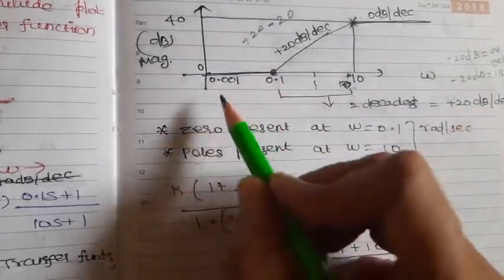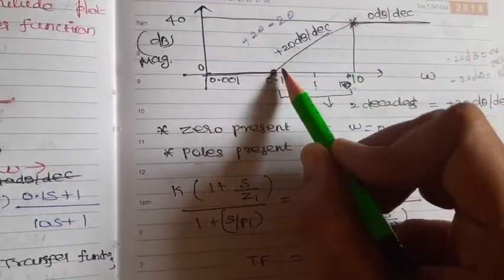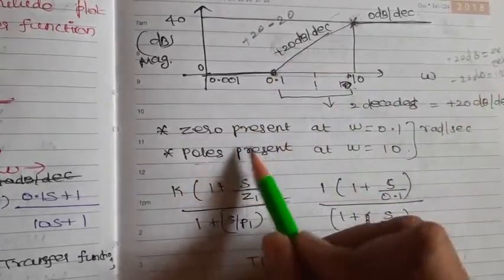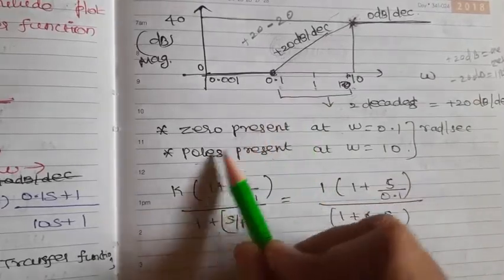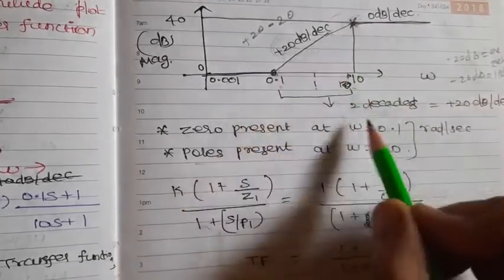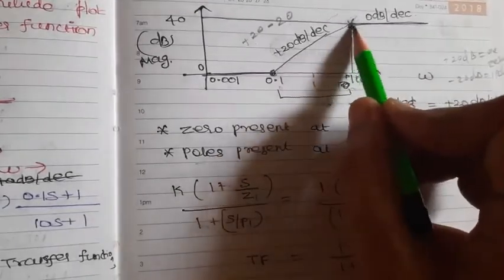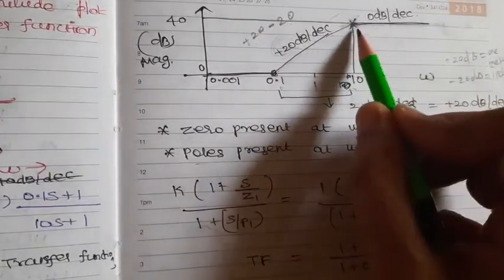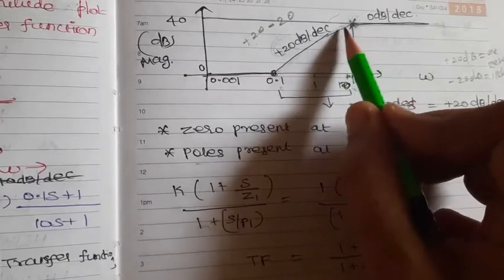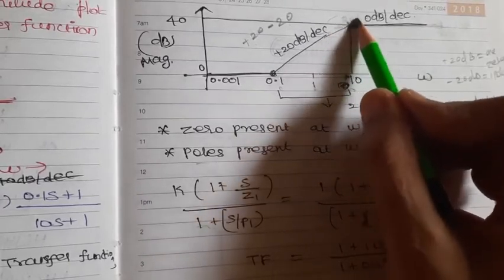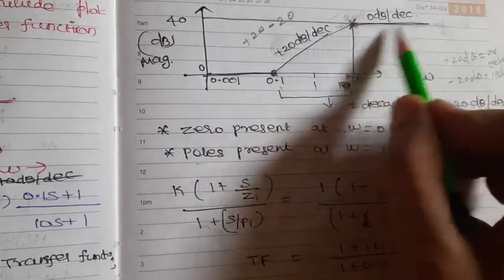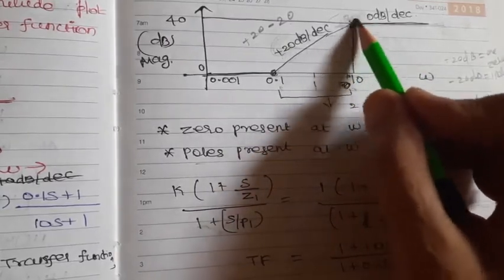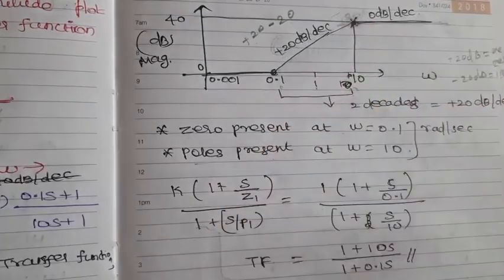Can you understand, guys? From 0 it is rising, so plus 20 dB per decade; plus 20 represents a zero. So the zero is present at 0.1, then the pole is present at 10. So it will become 0 dB per decade where there should be 1 pole, right? Minus 20 dB per decade, then only it will become 0. So we can assume there is 1 pole present at omega equal to 10 radians.